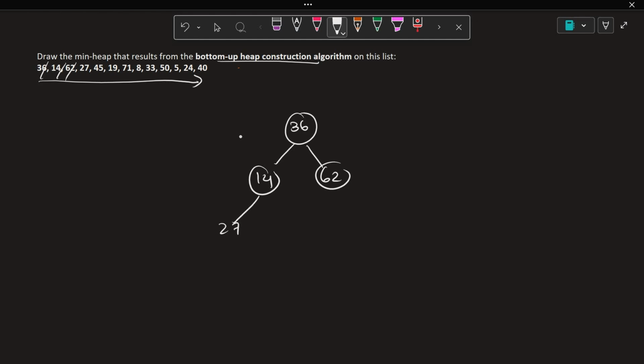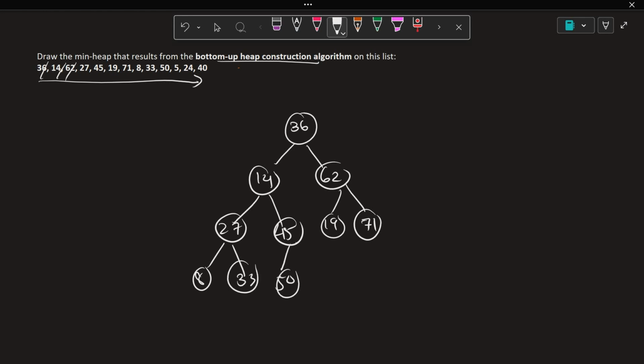So left side 27, and then 45, and then left side 19, and then we have 71. Then we have left side 8, right side 33. Left side 50, right side 5, left side 24, right side 40. Just like that, left, right, you're going to fill this up. So that's basically the idea behind min heap.